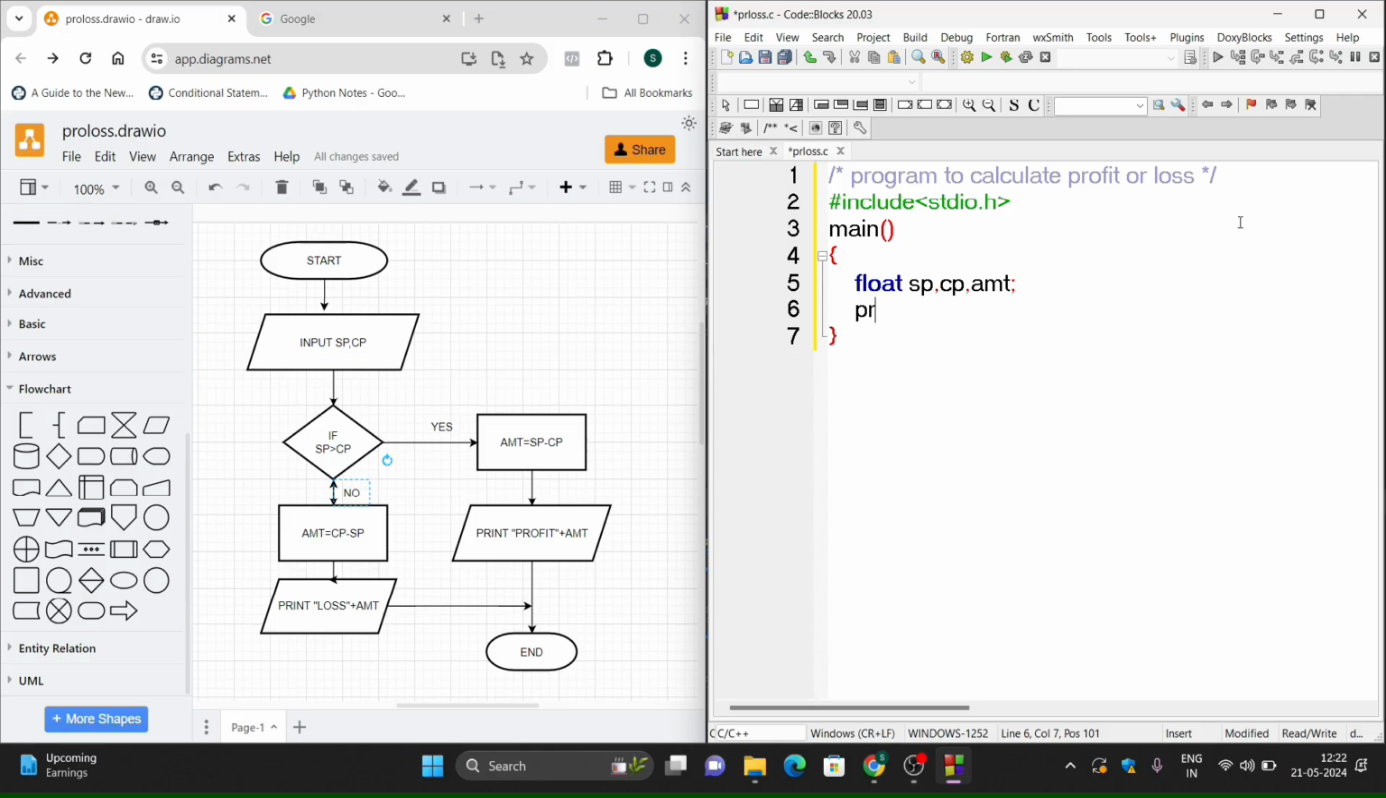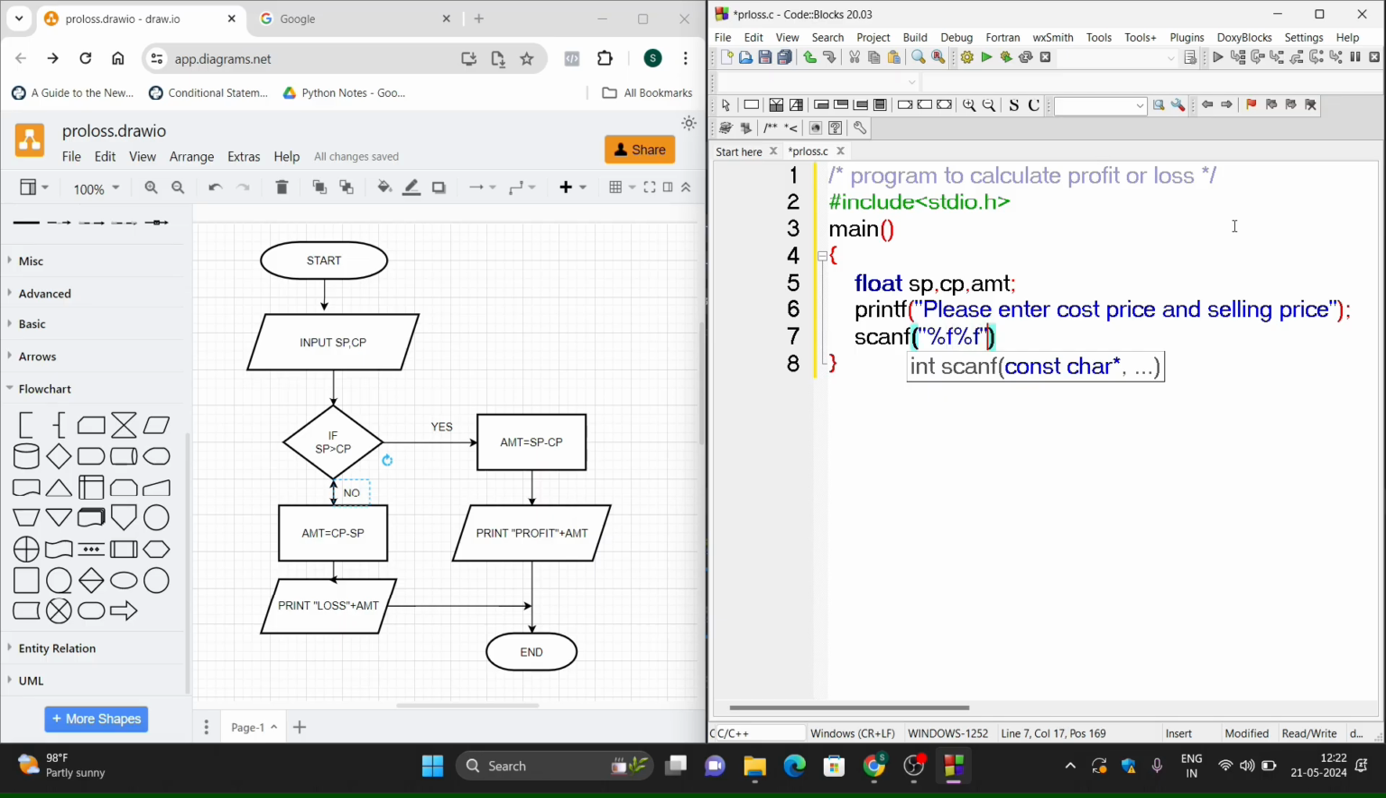So I have declared here the three variables. Then I have to input the values of cost price and selling price. So I am giving the message here. I am inputting the values now. So this is about the input. Now I have to check the condition. After inputting the values, I have to check whether selling price is greater than CP, that is the cost price.